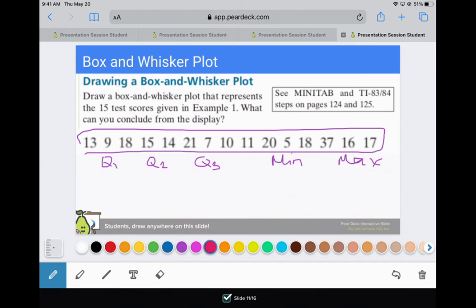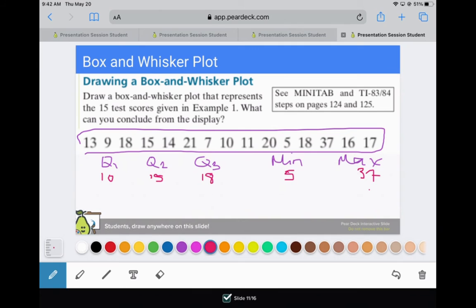This is the example that we did earlier. We did it last class. So let's recall Q1 is 10, Q2 is 15, Q3 is 18. The minimum in here is 5. The maximum is 37. Okay, so normally when you do the practice, you don't have these numbers ready for you. But you have that Google Sheet. You can type it in. It will do the work for you. If you want to do it by hand, that is fine. But if you have a bunch of numbers, I would do it by Google Sheet.